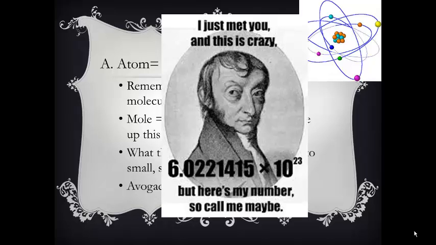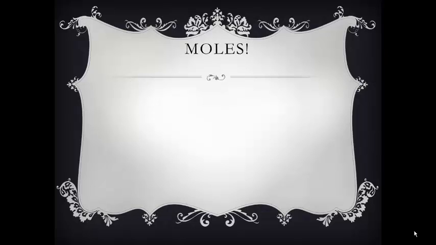6.0221415 times 10 to the 23. Obviously, you don't need to know that many sig figs. 6.022 is fine. 4 sig figs times 10 to the 23. So, how does that number relate?